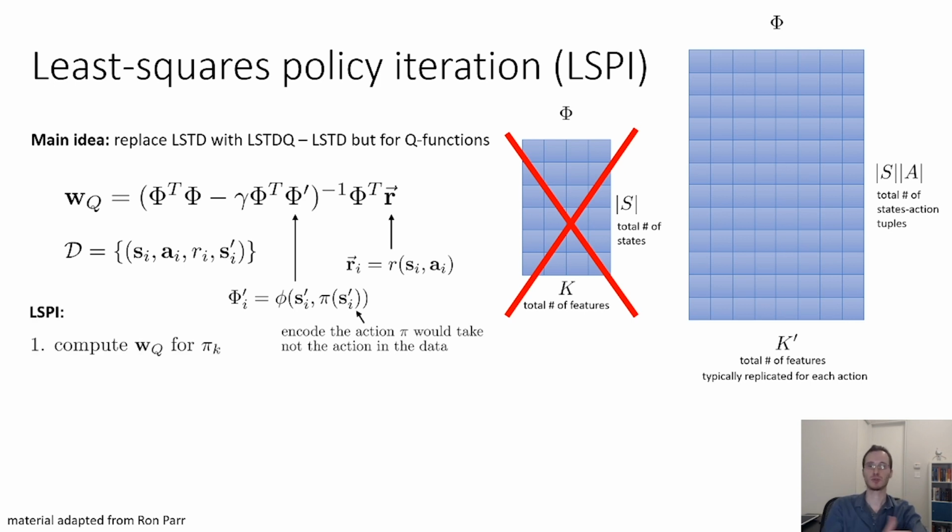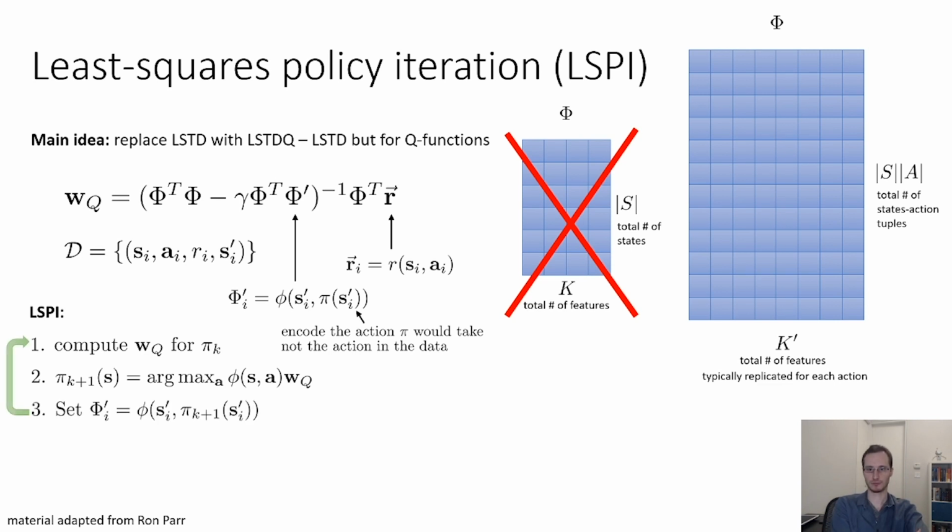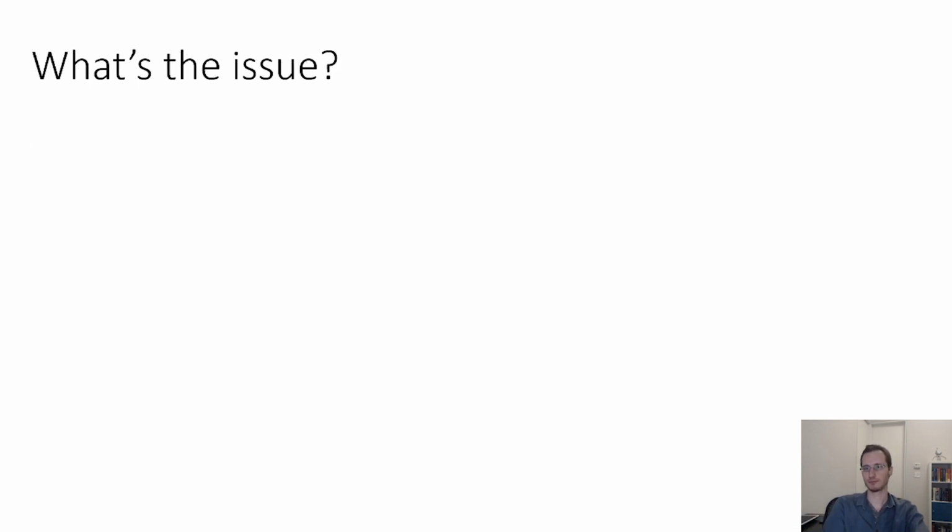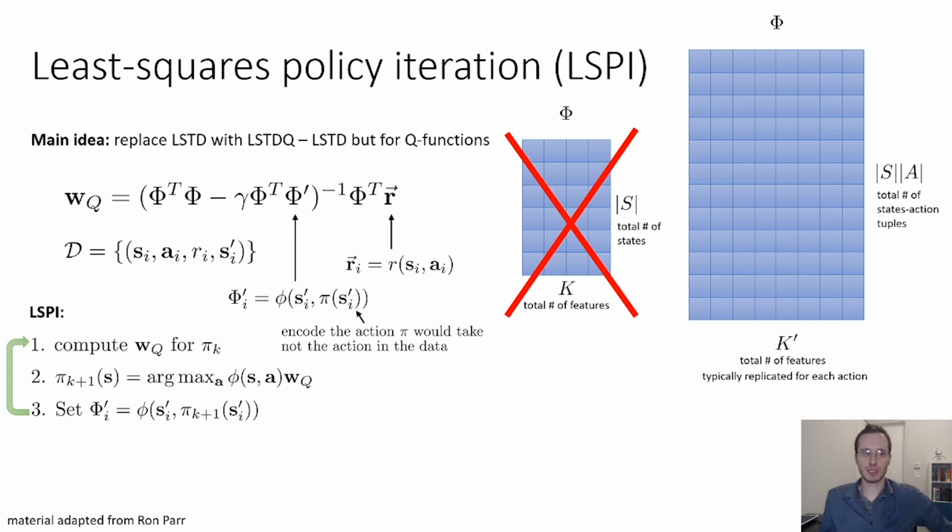So LSPI computes WQ for your current policy pi k, and then computes pi k plus 1 by taking the argmax at every state of phi SA times WQ. And then sets phi prime to be the featurization with the action from the new policy. Okay, so this gives us a way to actually perform offline RL or batch RL with features.